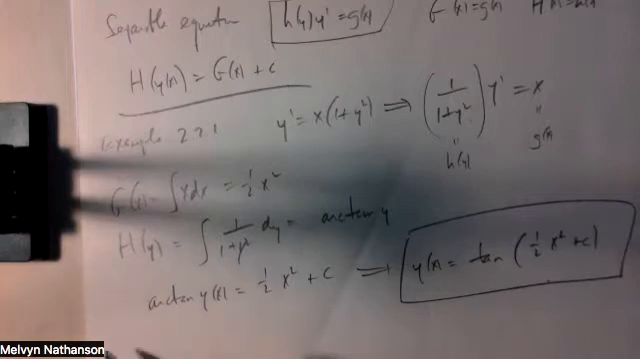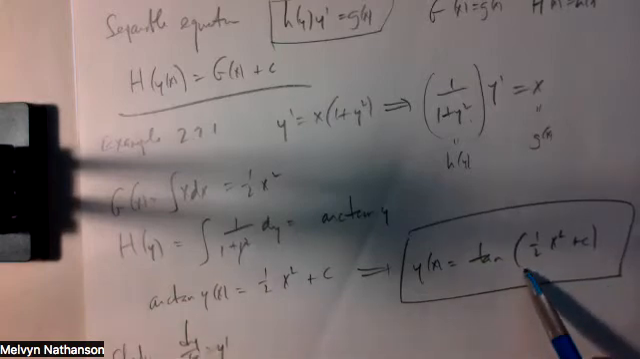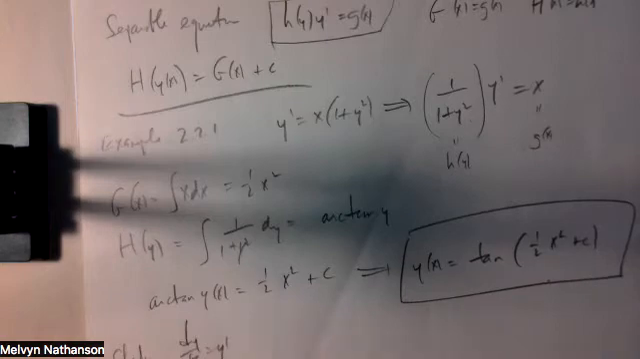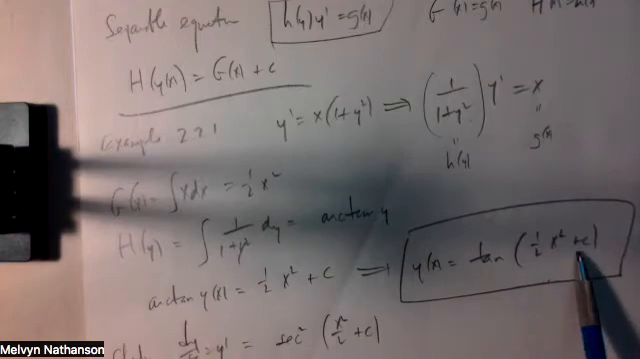Let's just check. What is dy dx, or y prime? When you differentiate the tangent, you get secant squared. So y prime is secant squared of x squared over 2 plus c times the derivative of a half x squared plus c, which is x.